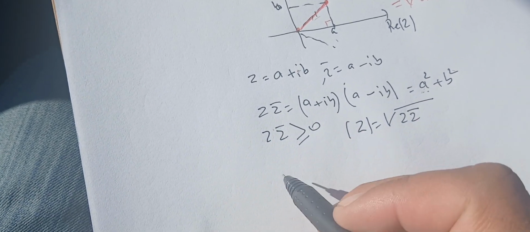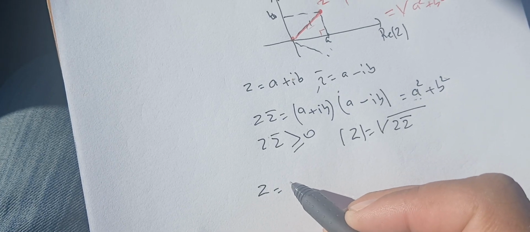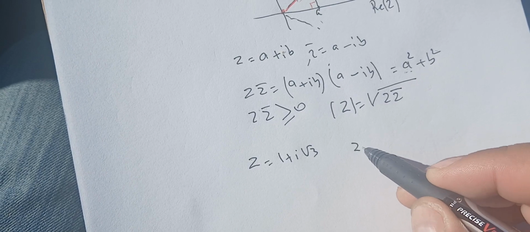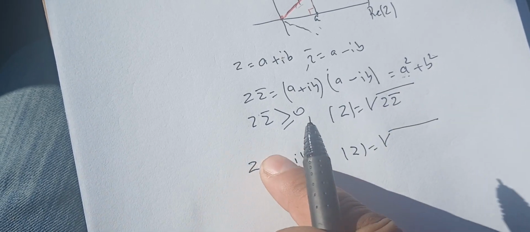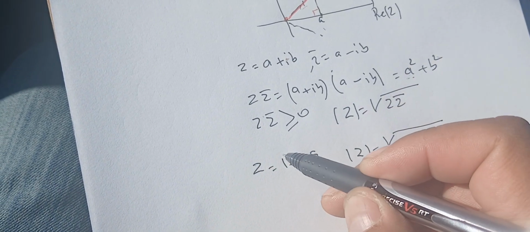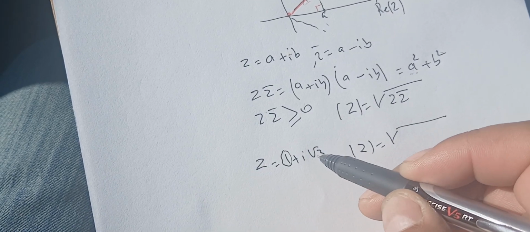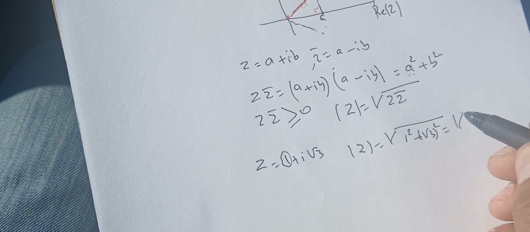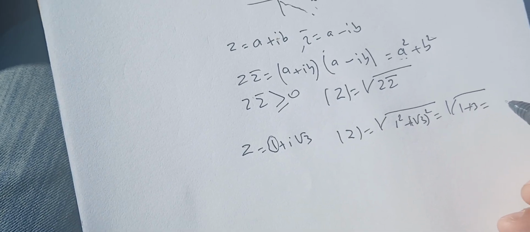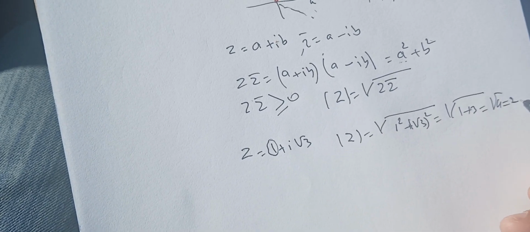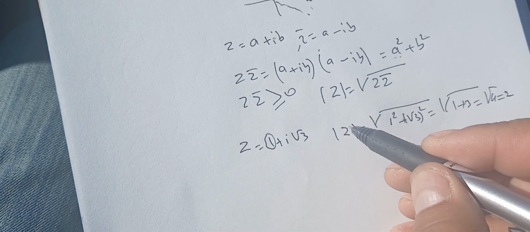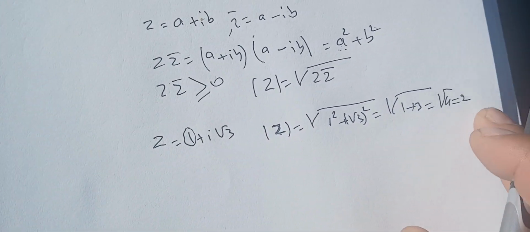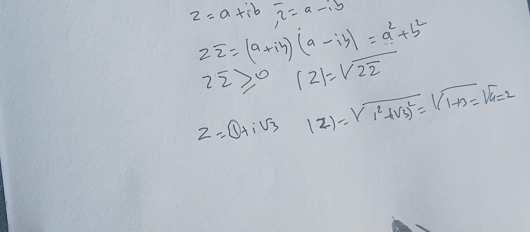Let's say we have z as 1 plus i square root of 3. So the norm of z in this case is just a, which is 1, plus b, which is the square root of 3. So it's the square root of 1 squared plus square root of 3 squared, which is 1 plus 3, which is square root of 4, which is 2. Okay, so in this case we say the norm, the modulus of z, is equal to 2.